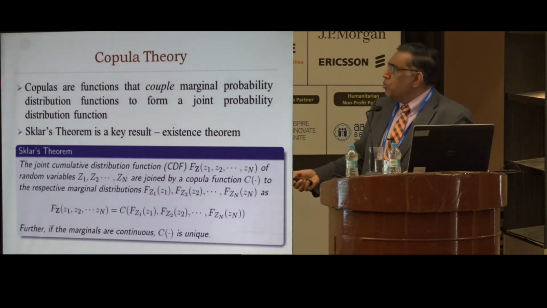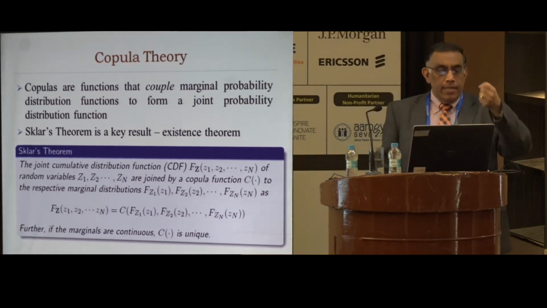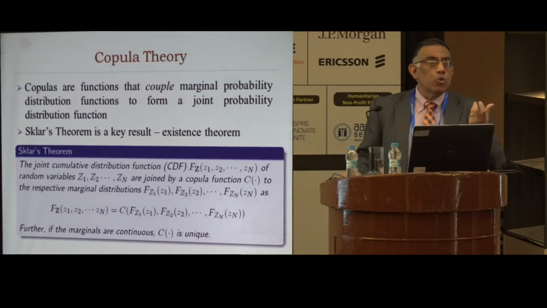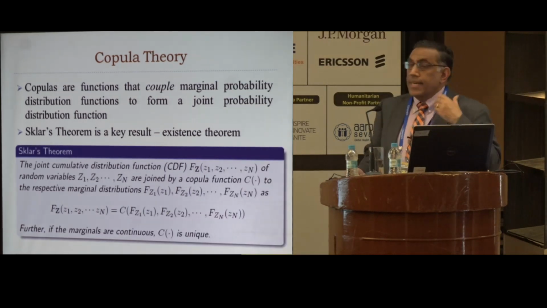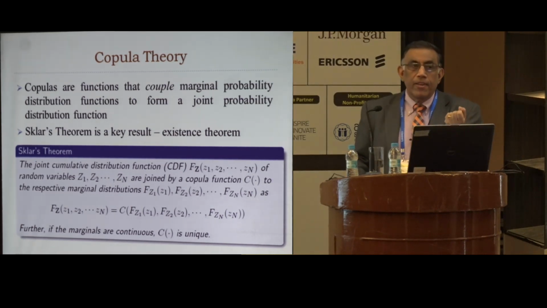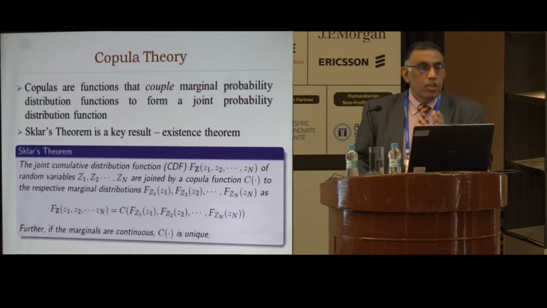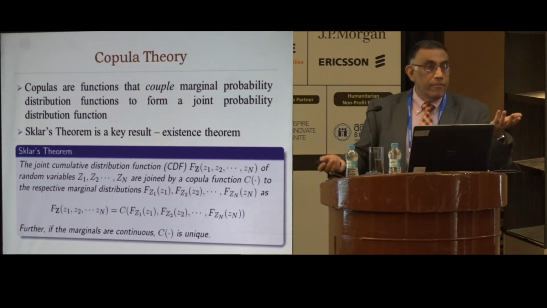And I'm using something called copula theory. What it enables us to do is, if you have n random variables and you want to create a multivariate probability distribution out of that, then to make things easy, people assume independence among the random variables. Then the joint PDF is the product. But in many cases, the random variables are not independent. So if you assume independence, you are losing out on information.